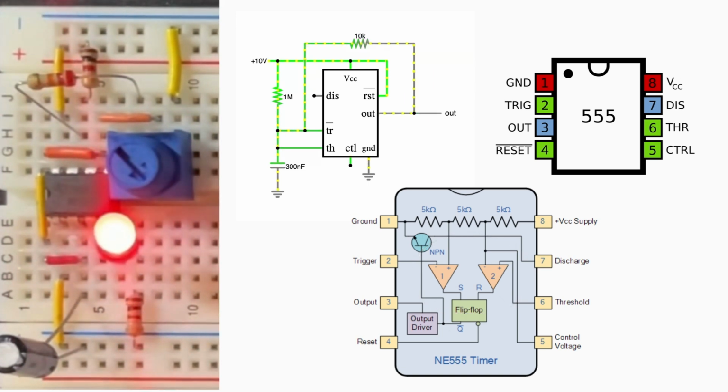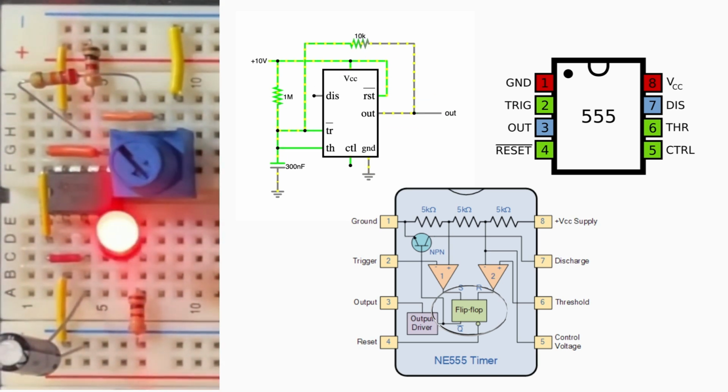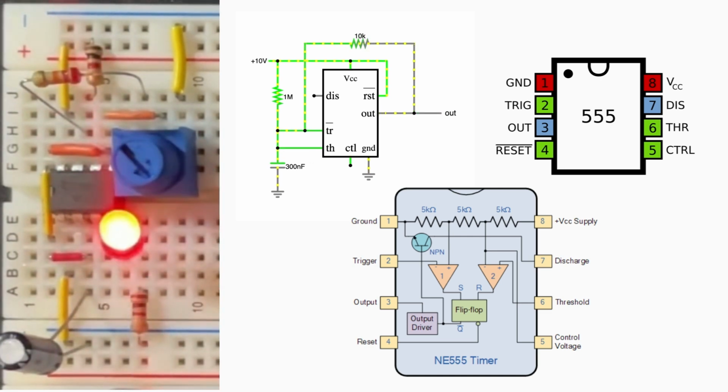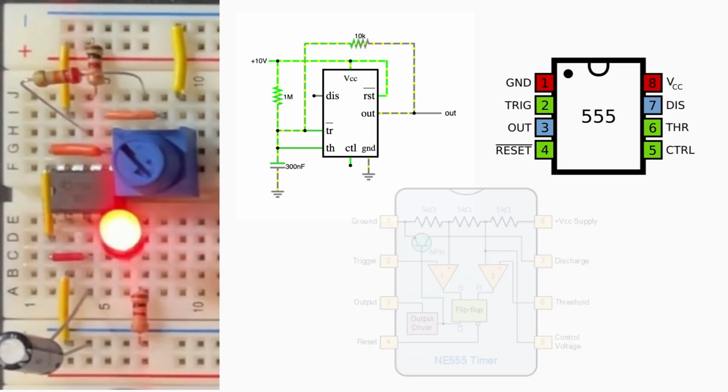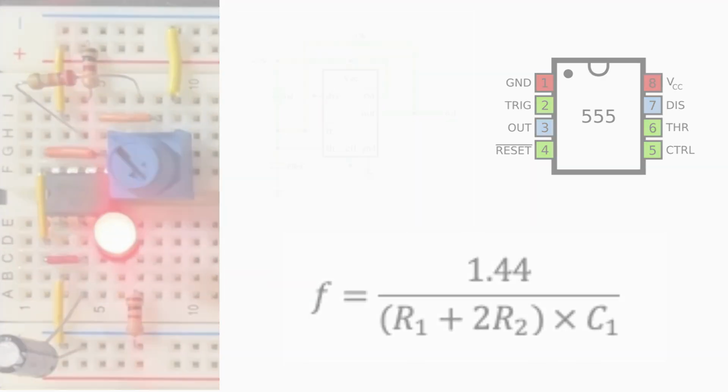The comparators trigger an SR latch, which controls the output stage of the timer. This process generates a continuous oscillation with the frequency of the square wave determined by the timing resistors and capacitors in the circuit. This is determined by the following formula: frequency equals 1.44 over (R1 plus 2R2) times C.